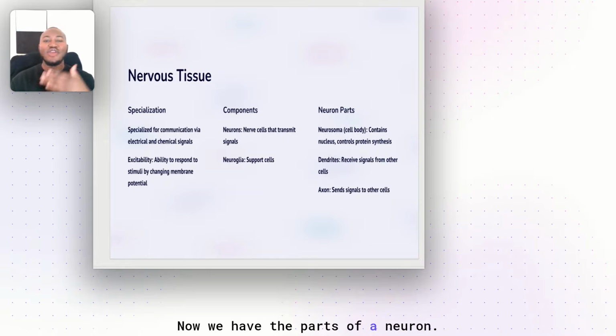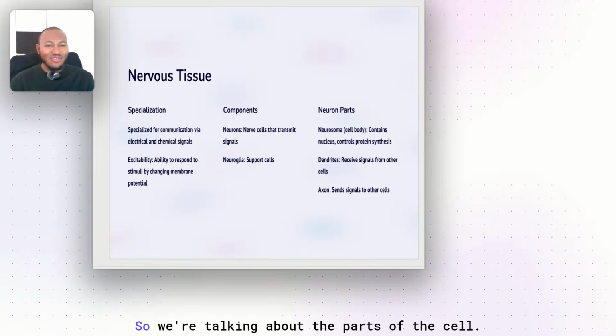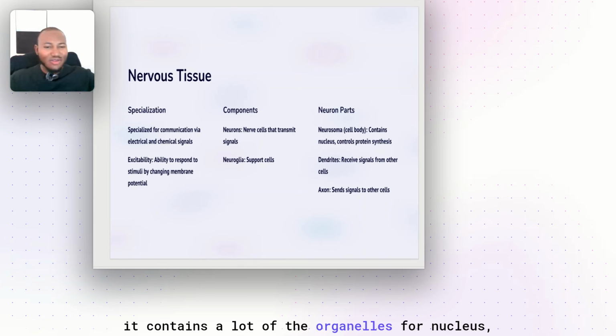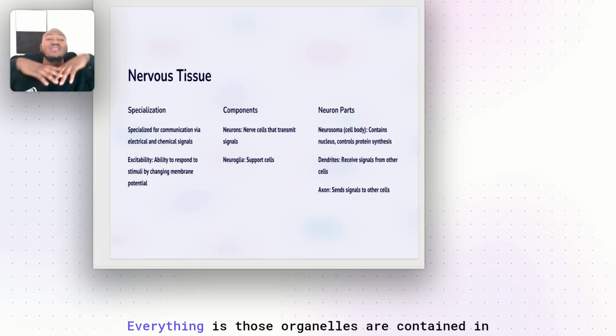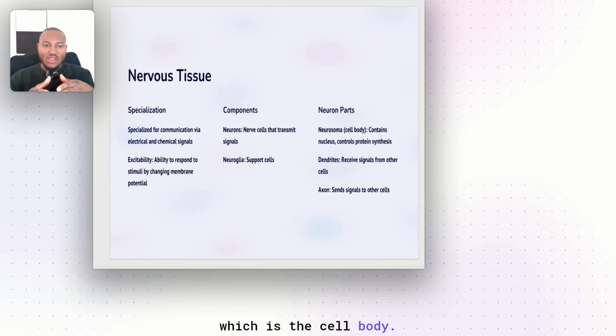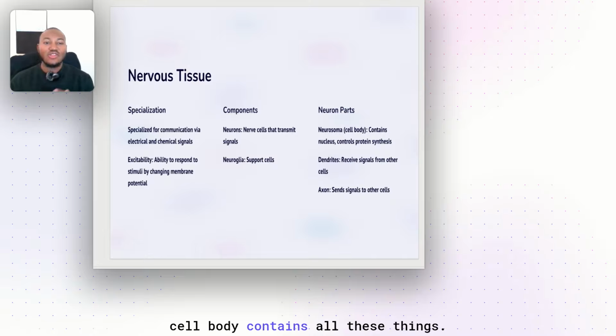Now, we have the parts of a neuron. We are specifically talking about the neuron because the neuron is the cell. So we're talking about the parts of the cell. All right? There's a part that is the neurosoma, which is the body. In this body, it contains a lot of the organelles. The nucleus, for protein synthesis, the mitochondria, all those organelles are contained in the neurosoma, which is the cell body. Now, it has the head. So look at my body as the neuron, right? So this abdominal part and thoracic part is the cell body, contains all these things.